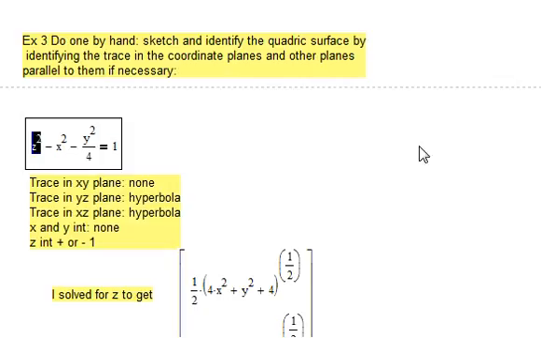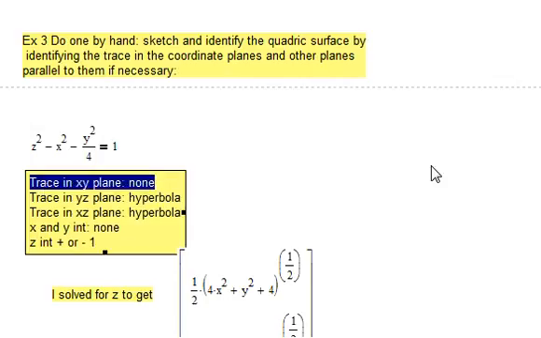be 0, because z is 0 in the xy plane. Alright, well, that means we have negative x squared and negative y squared over 4 equal to 1. Is that possible? The answer is no. So is there a trace in the xy plane? The answer is no, there is no trace in the xy plane.